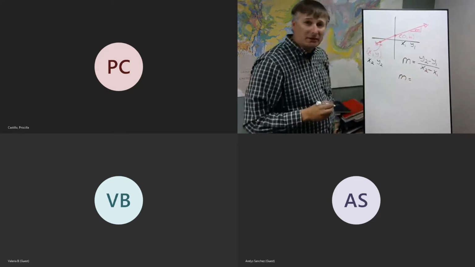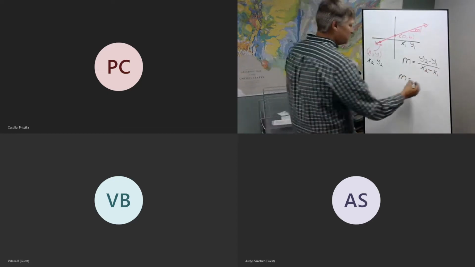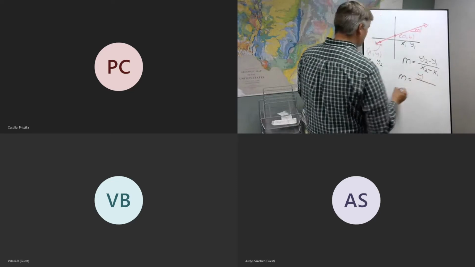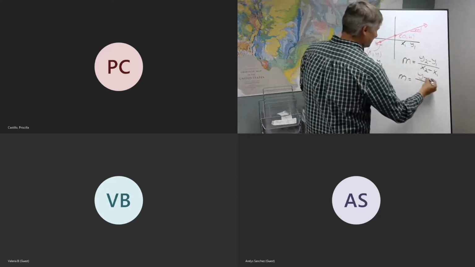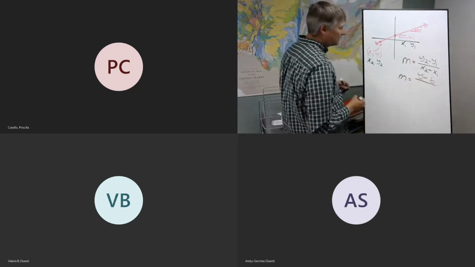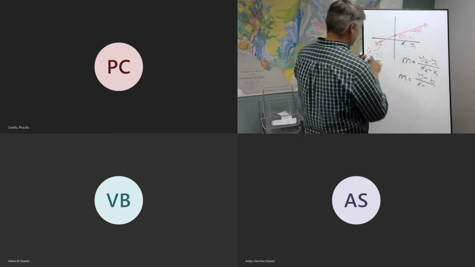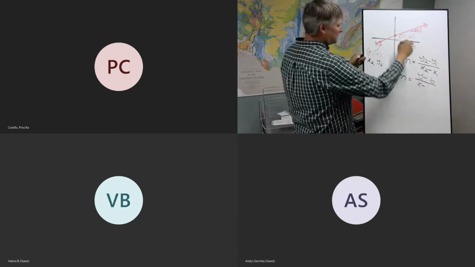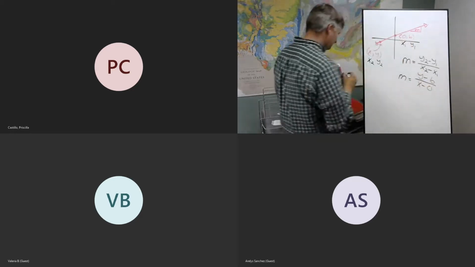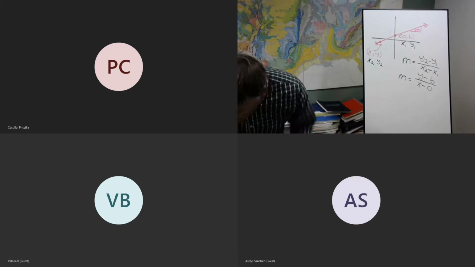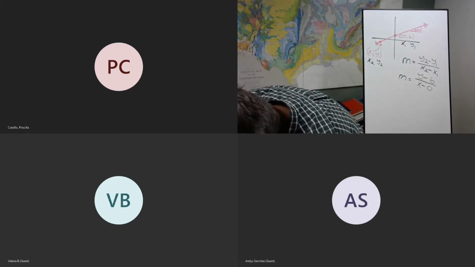So now I'm going to plug in everything. Y2 is y. Y1 is b. X2 is just x from here. X1 is 0. Give me a second to write that down.